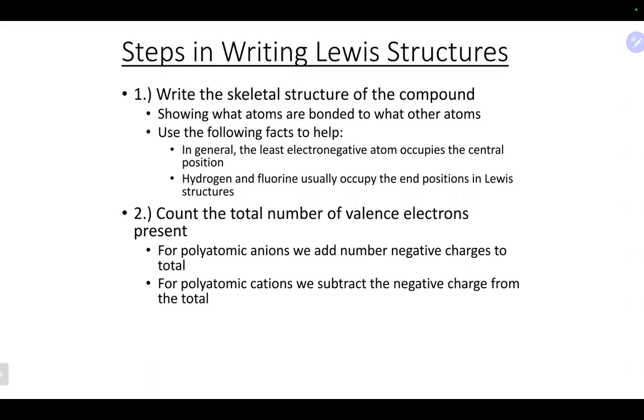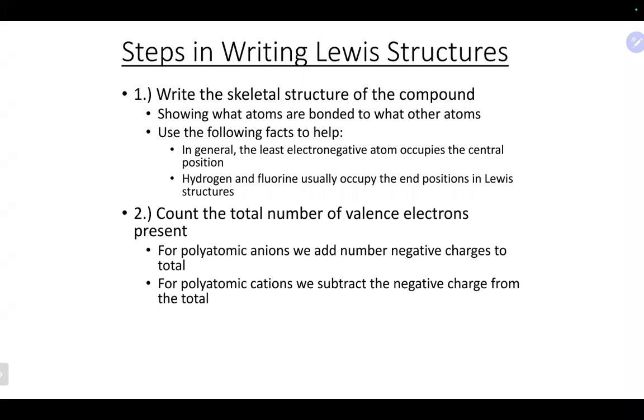Really, the most important thing that you do is the next thing. You want to count up the total number of valence electrons there are in the entire compound or ion that you're drawing. That number is really important because when your picture is done, you've got to have exactly that many electrons, no more, no less. Got to hit it on the nose.